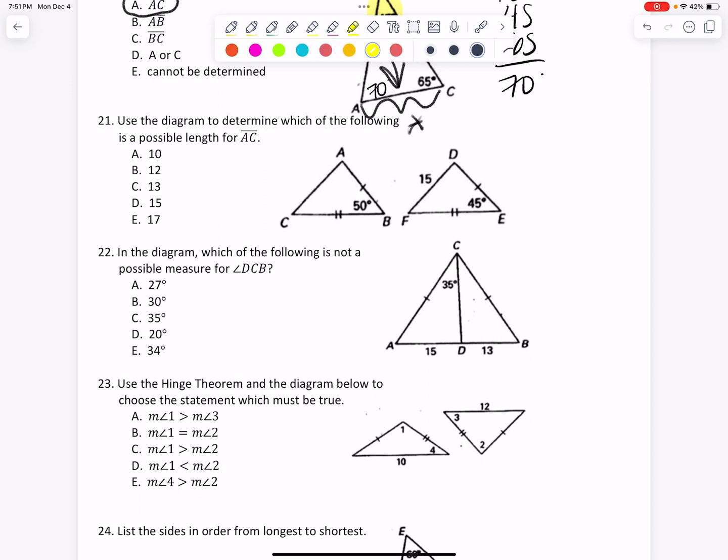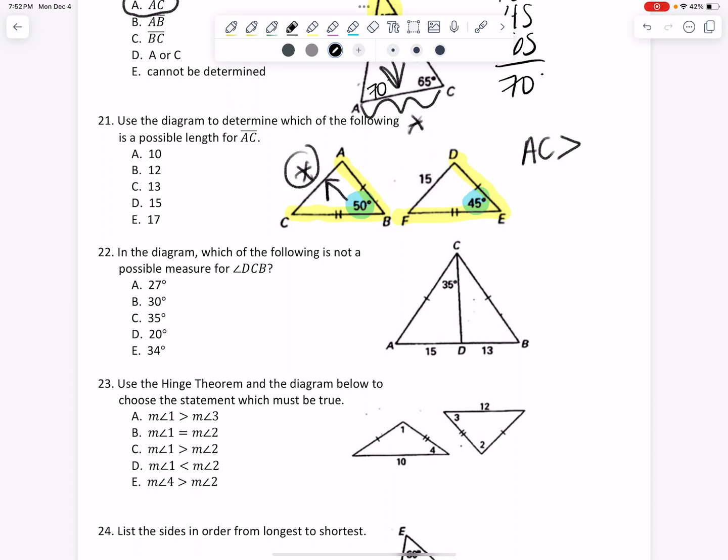All right, it looks like we're finding a range here, and I've got a side and a side congruent to a side and a side of another triangle where the included angle is different. So what is a possible side length for AC? Well, AC is going to be the bigger side. AC has to be greater than DF. I know that because 50 is bigger than 45. So DF is currently at 15. So AC has to be greater than 15.